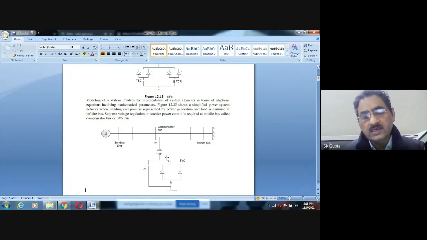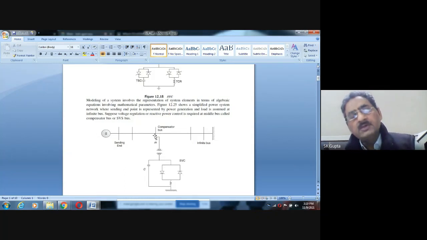If this is the lagging current, and there is a leading current, the net may be such that, say, if it is 0.9 lagging and some 0.9 leading, the net effective will be unity power factor, depending upon the magnitude. Then the I into X drop will be less, and this voltage can be maintained as a constant. In this way, it is working.